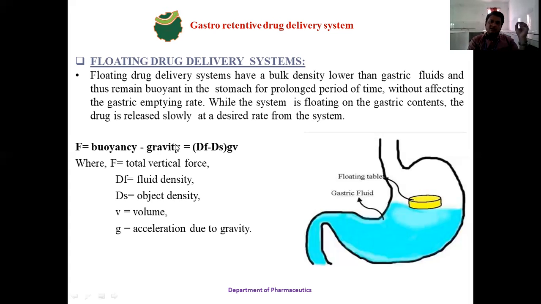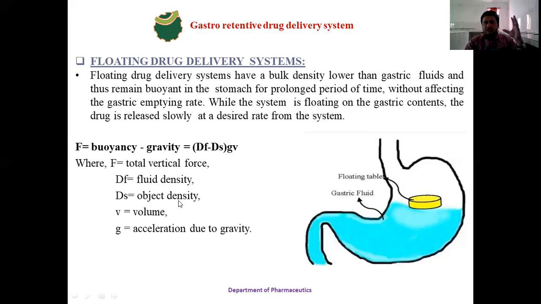So there is an equation here. F is written as buoyancy minus gravity. We can write it as F = (df − ds) × g × V. F is the total vertical force, df is the fluid density, ds is the object density, meaning the dosage form density, V is the volume, and g is the acceleration due to gravity. The fluid density means the gastric fluid density, and the object density is the dosage form density. If we calculate that, we can find out the vertical force.